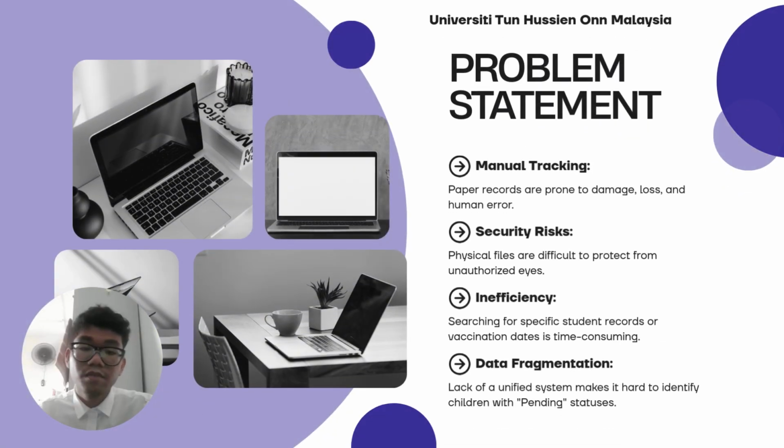After we researched the previous system, there are four problem statements for making our project: manual tracking, security risk, inefficiency, and data fragmentation. Manual tracking: paper records are prone to damage, loss and human error. Security risks: physical files are difficult to protect from unauthorized eyes. Inefficiency: searching for a specific student record or vaccination is time consuming. And lastly, data fragmentation: the lack of a unified system makes it hard to identify children with pending status.